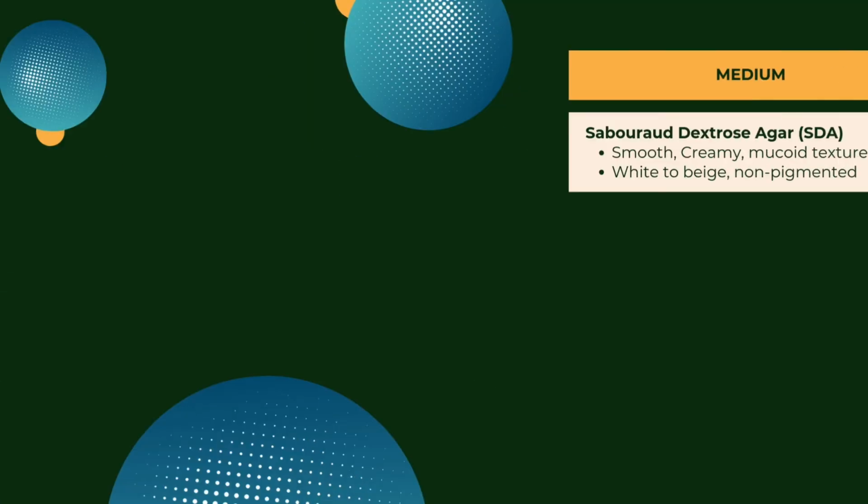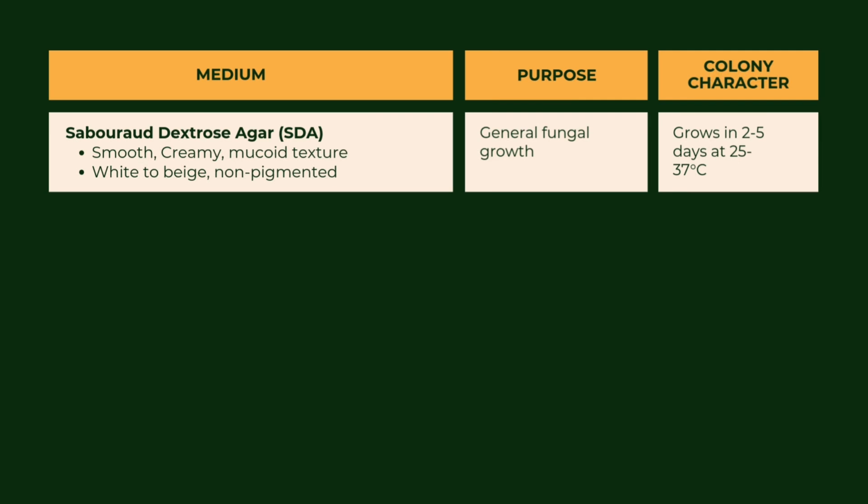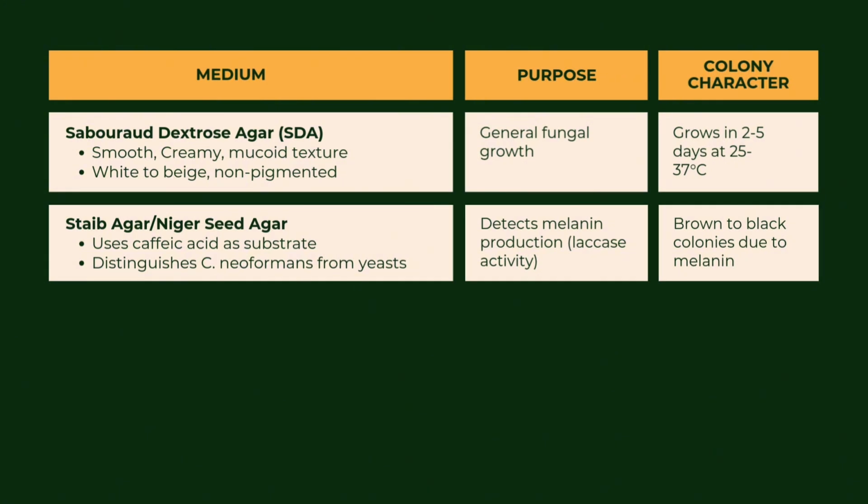The characteristics of cultural growth for Cryptococcus neoformans can be seen on the following table. First, on Sabouraud dextrose agar, colonies grow smooth, creamy, and mucoid. They appear white to beige without any pigmentation. Growth usually takes 2 to 5 days at temperatures between 25 to 37 degrees Celsius. Next, on Staib agar, colonies use caffeic acid as a substrate.